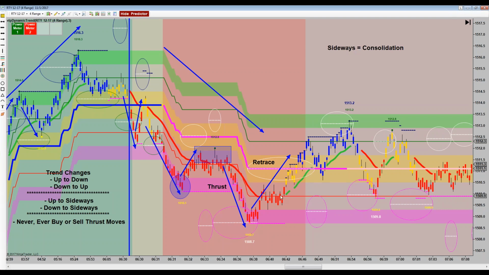Pre-market and right at the open. What's different about this? Why isn't it the same as something over here? What's it doing? Well, yeah.